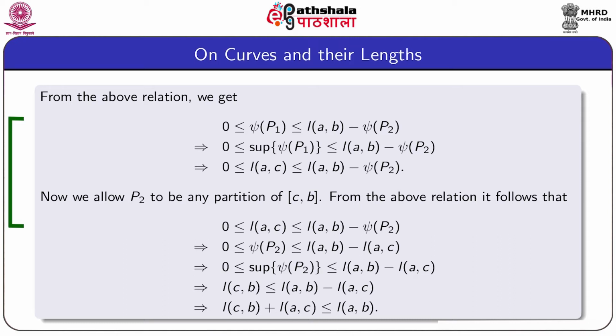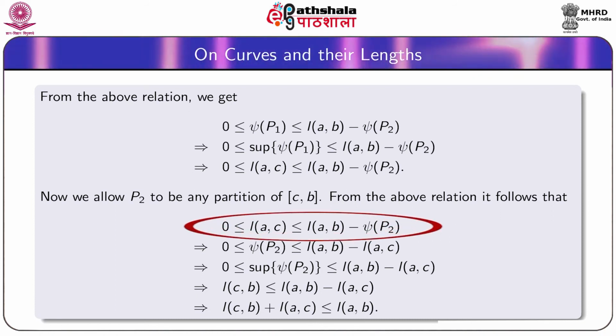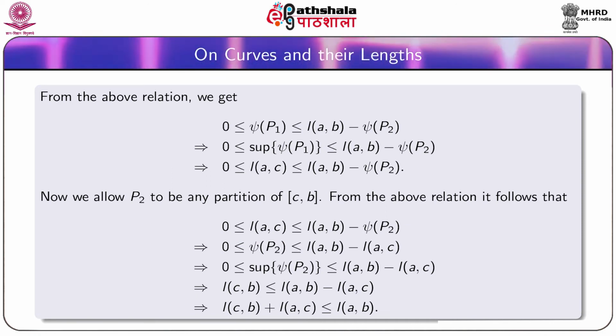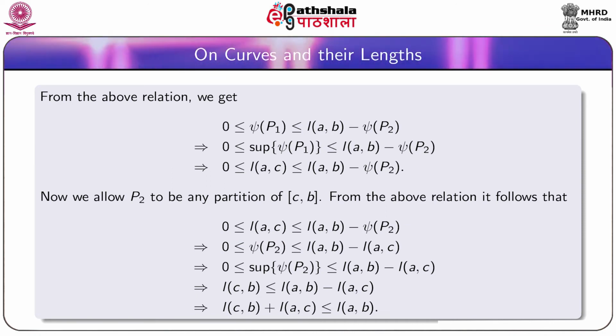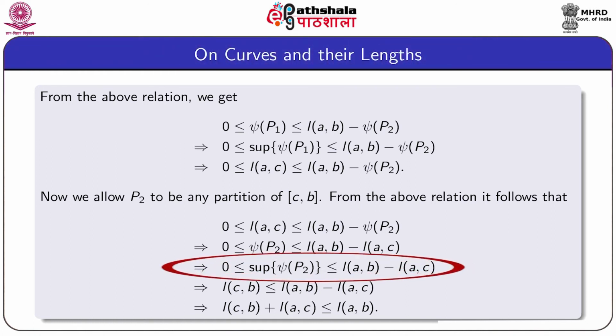Now, it is time to allow P2 to be any partition of [c,b]. Then from the above relation, we have 0 less than or equal to L_AC less than or equal to L_AB minus psi(P2). This gives 0 less than or equal to psi(P2) less than or equal to L_AB minus L_AC. So, 0 less than or equal to the supremum of psi(P2) less than or equal to L_AB minus L_AC, as the above statement was true for every partition P2. This gives L_CB less than or equal to L_AB minus L_AC. That is, L_CB plus L_AC less than or equal to L_AB.